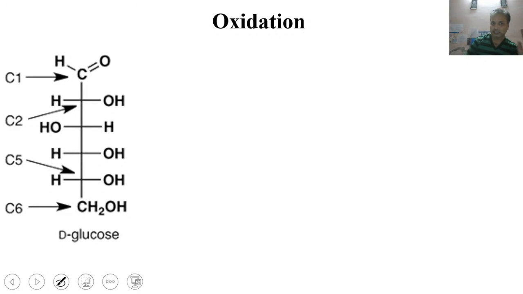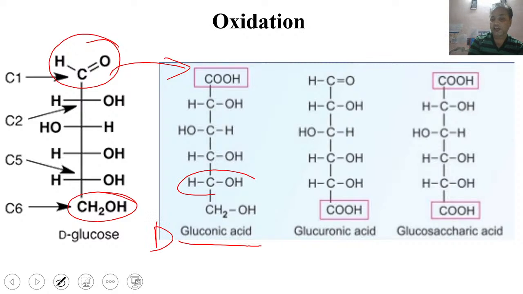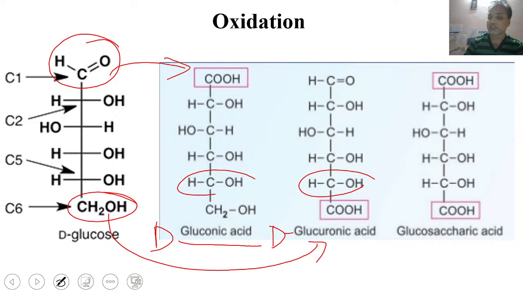So this is the glucose structure. Either this will be oxidized or this will be oxidized. If only this aldehyde is oxidized, we get gluconic acid, and because it is the D form, D-gluconic acid. If only this sixth carbon is oxidized, we get glucuronic acid, and because it is also the D form, D-glucuronic acid. If both are oxidized at the same moment, we call it glucosaccharic acid. So this is the oxidation product of glucose. Similar things happen in the case of fructose also. Is it clear?